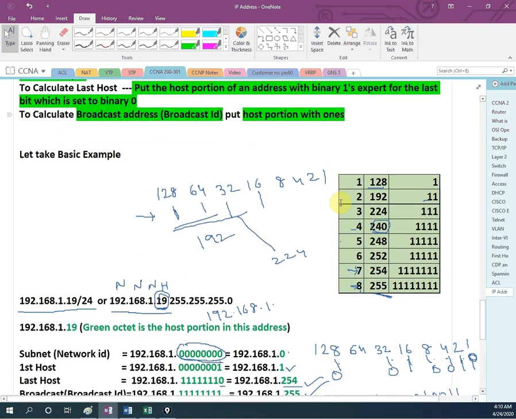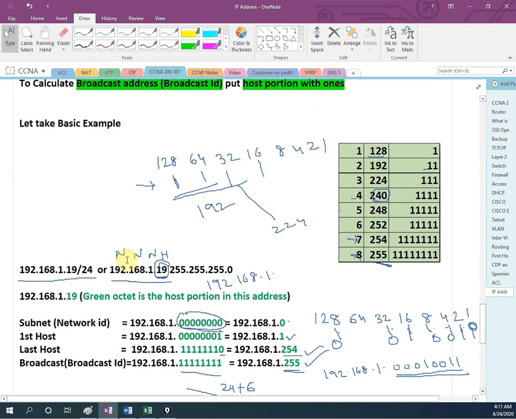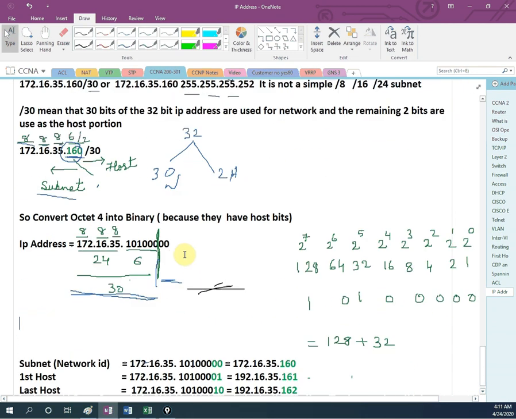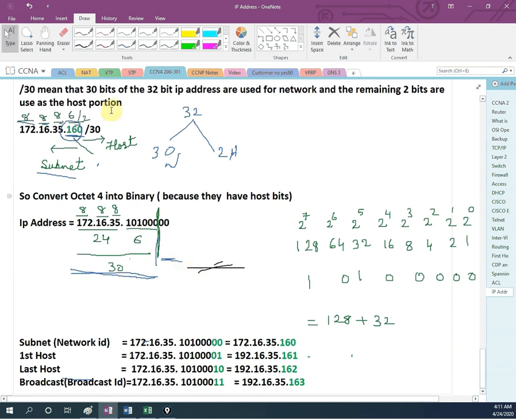Okay, understood, or any confusion? So what we need to do, first we need to analyze which one is the network portion and which one is the host portion, and then do the calculation. Okay, so this is easy. First we started with the basics, and we are going to do more methods step by step. I will give you one assignment, try to do this and put it in the comments. Let me write down the question.